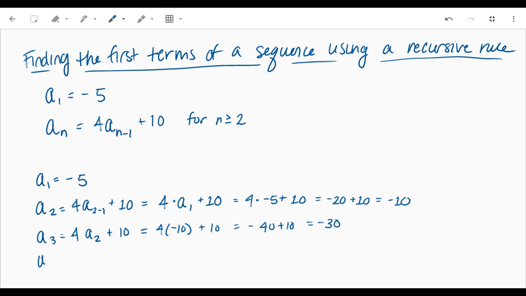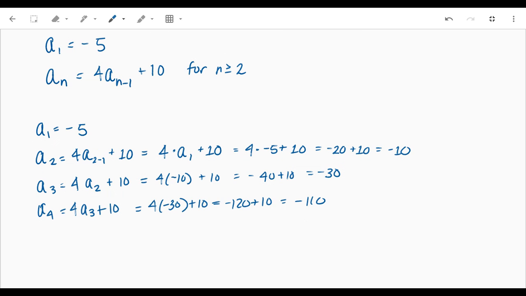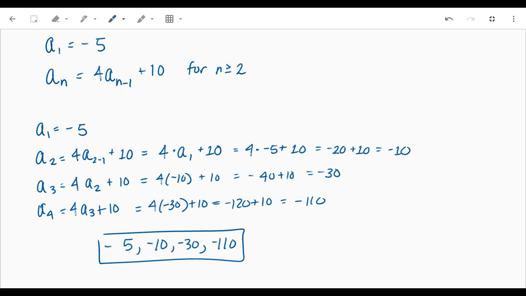And then my fourth term will be 4 times the third term plus 10. So 4 times negative 30 plus 10, which is negative 120 plus 10, so negative 110. Okay, so my first 4 terms would be negative 5, negative 10, negative 30, negative 110.